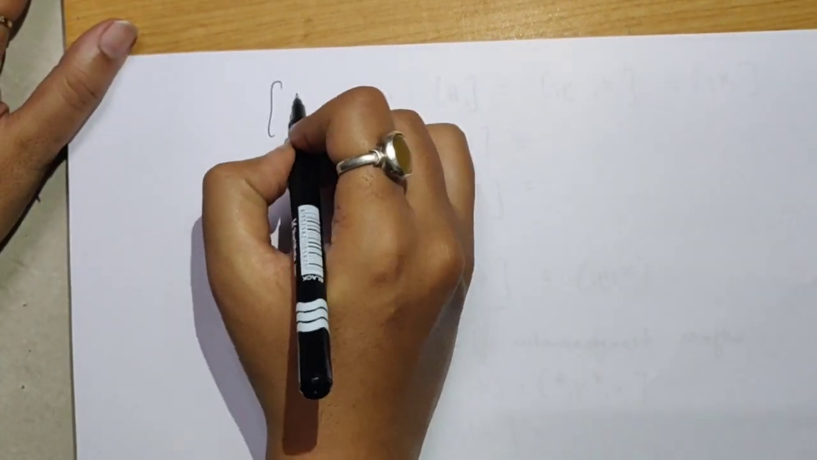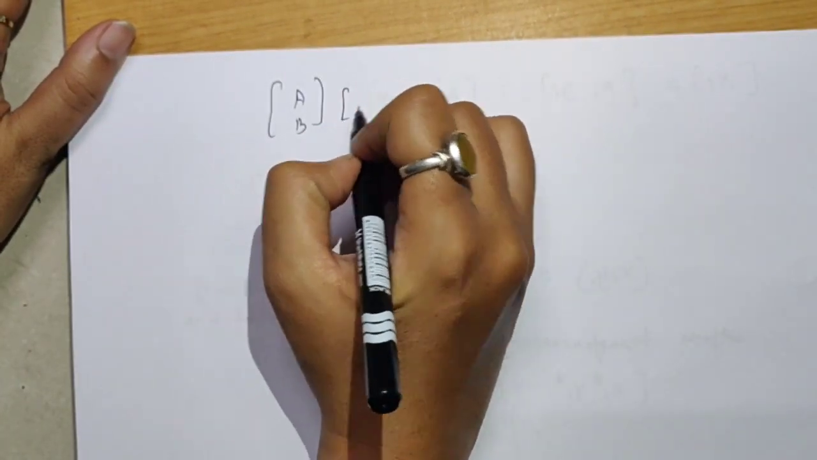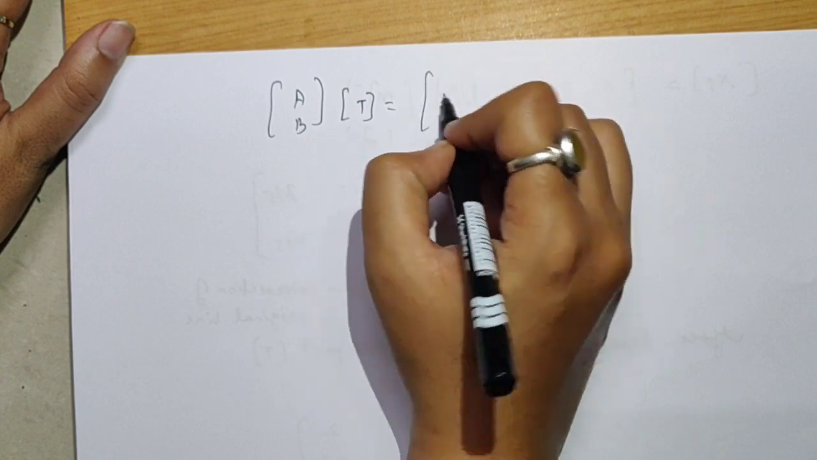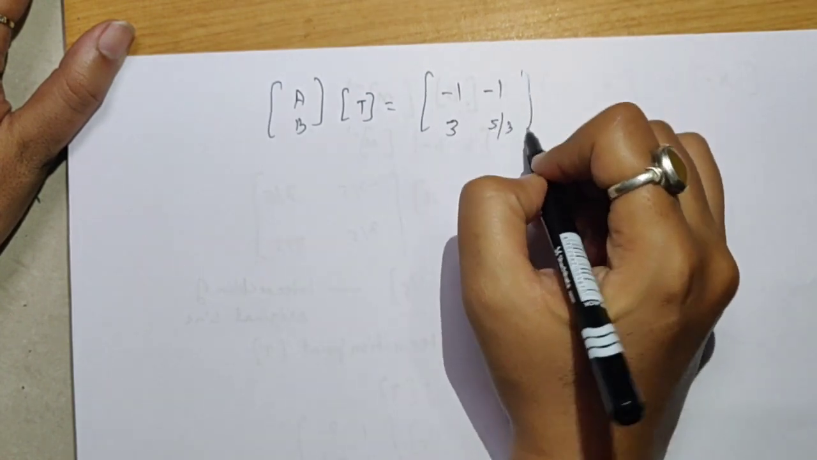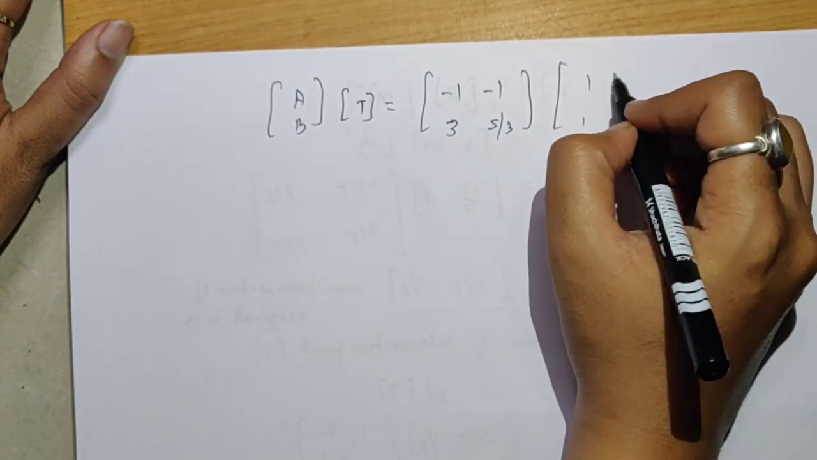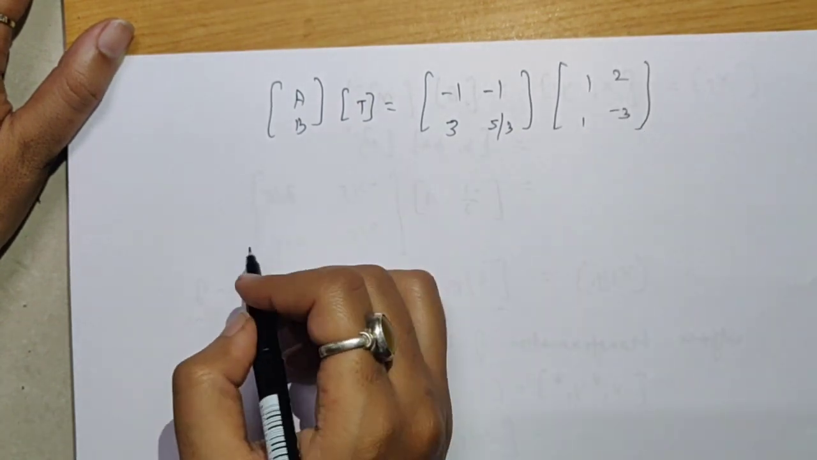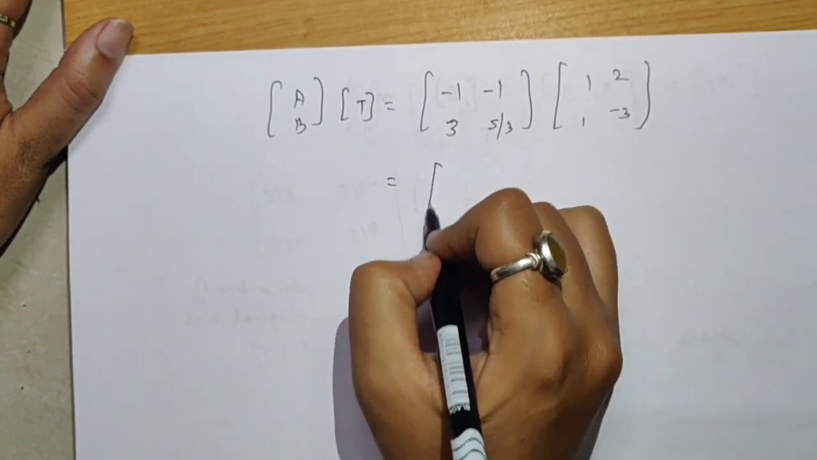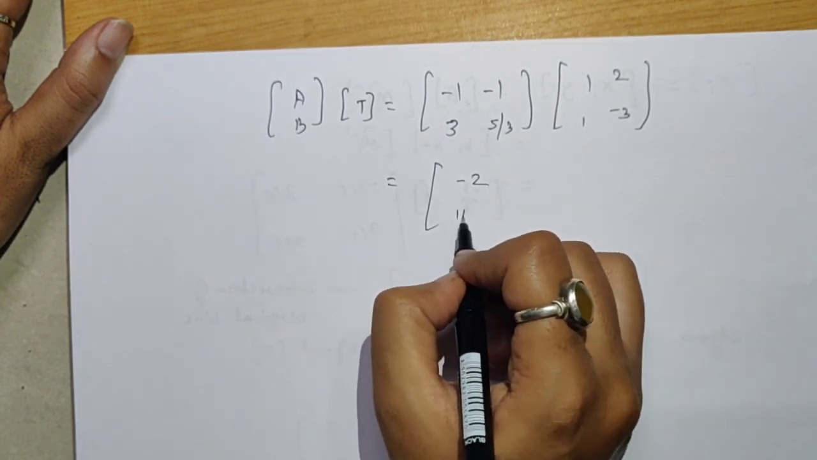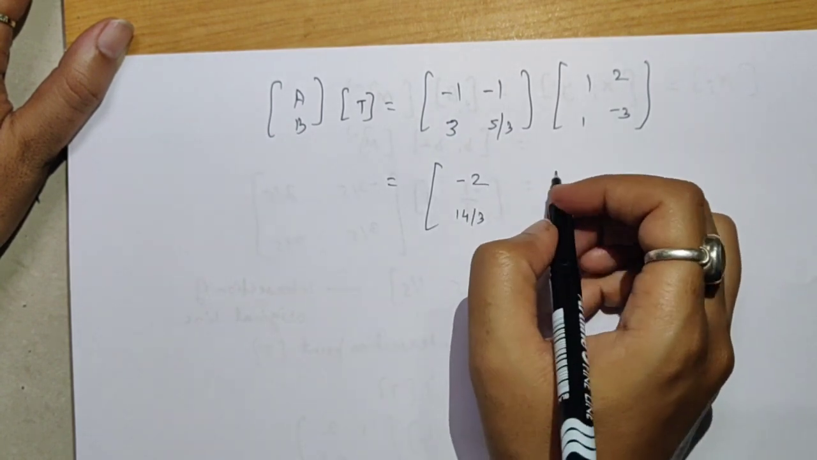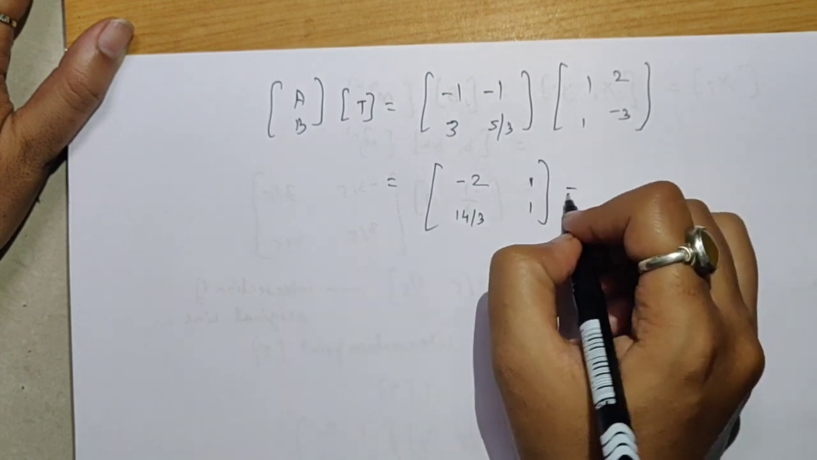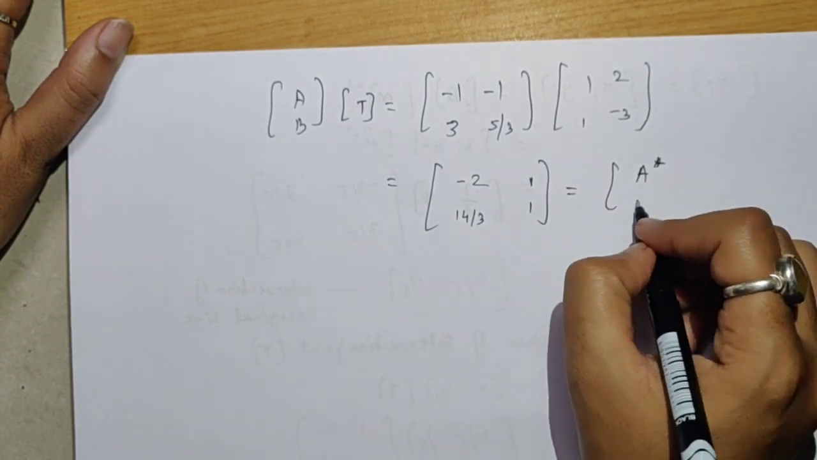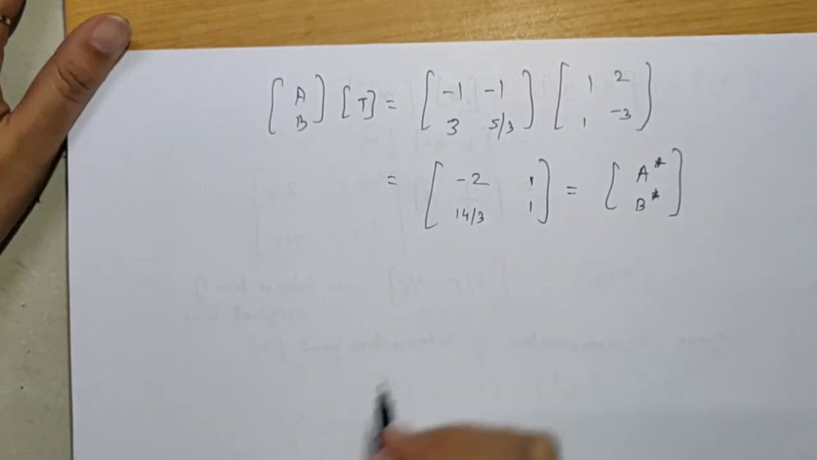So A, B and the transformation matrix T will be minus 1, 3, minus 1, 5 by 3 and the transformation matrix 1, 1, 2, minus 3. Now multiply these two, we will get minus 2, 14 by 3, 1 and 1. So these are our new points, that is A star and B star.